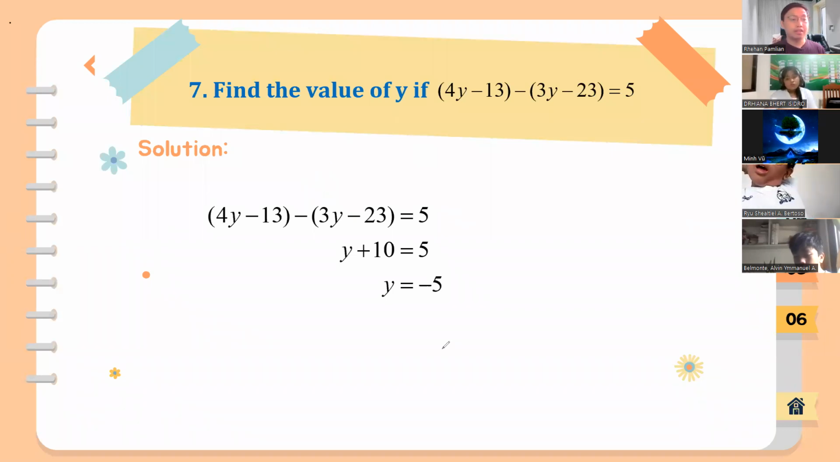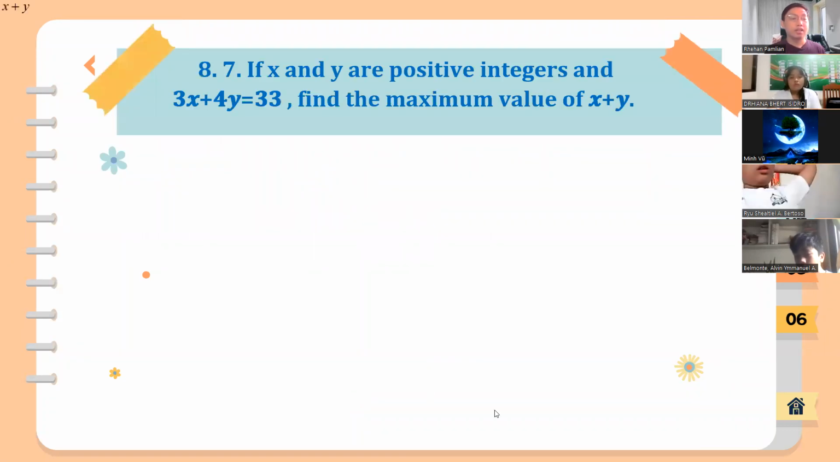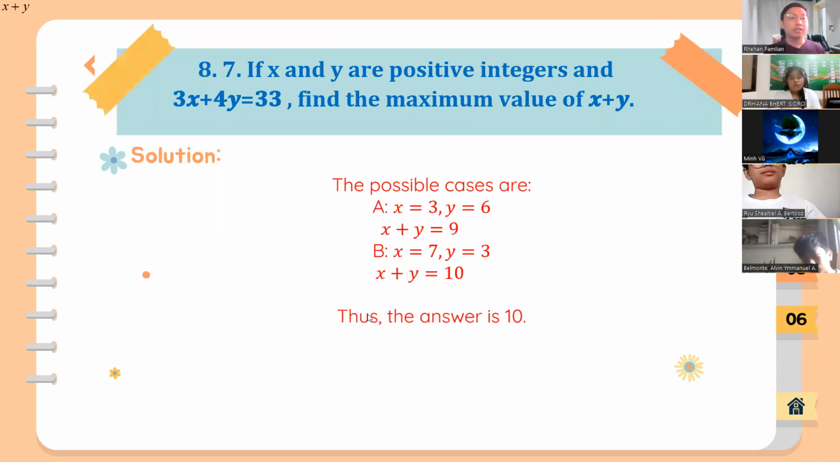Okay, so we proceed with the next one. Number 8. If x and y are positive integers and 3x plus 4y is equal to 33, find the maximum value of x plus y. So in this case, guys, you might think that the problem is hard because you're looking for the maximum, which might give you an impression that it's a hard problem. Okay, but don't worry because you have this specific condition, 3x.